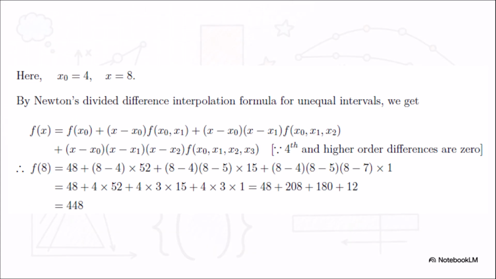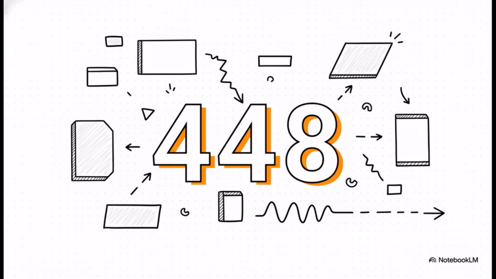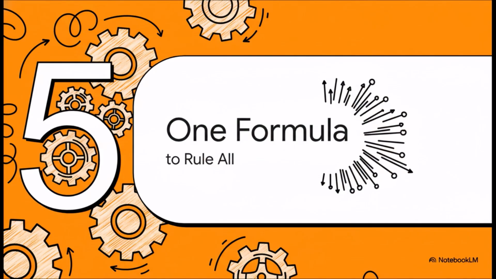Now for the easy part. We just plug those building blocks into our recipe. We start with our base value, 48, then we add our first correction term, which uses our target of 8, the first x value, and our first difference, 52. Then we add the second correction, which uses the first two x values and our second difference, 15. And finally, the third correction, using the first three x values and that last difference of 1. You add all those pieces together, and there it is, 448. It's that straightforward. We just took that messy, gappy data and pulled out a super precise, logical estimate for our missing value. But wait, it gets even better.